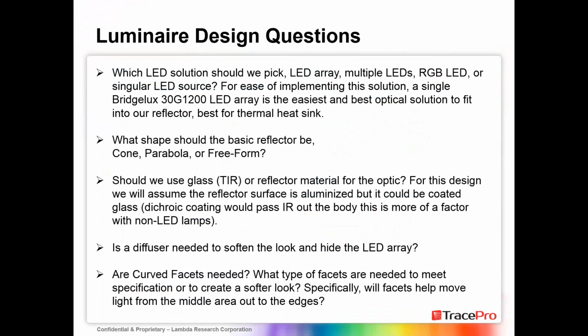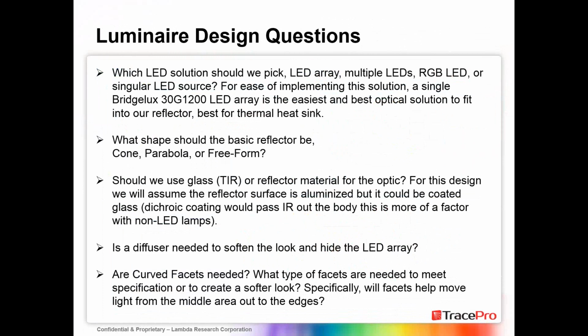The next question, should we use glass and use total internal reflection, or reflector material for the optic? For this design, we're going to assume that the reflector surface is aluminized because we're doing a PAR lamp, and having a PAR reflector type, that's the one we're going to go with, although we could use a coated glass. A dichroic coating would pass IR heat out of the body, but this is more of a factor for non-LED lamps, so we're just going to go strictly with a reflector here.